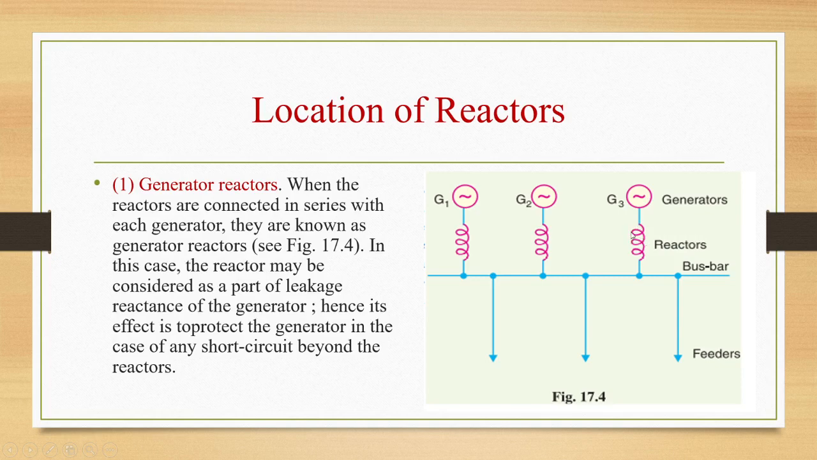In this case, reactor may be considered as a part of leakage reactance. So what we are doing here, we are considering reactor as a part of leakage reactance of the generator. Hence, its effect is to protect the generator in the case of any short circuit beyond the reactors.